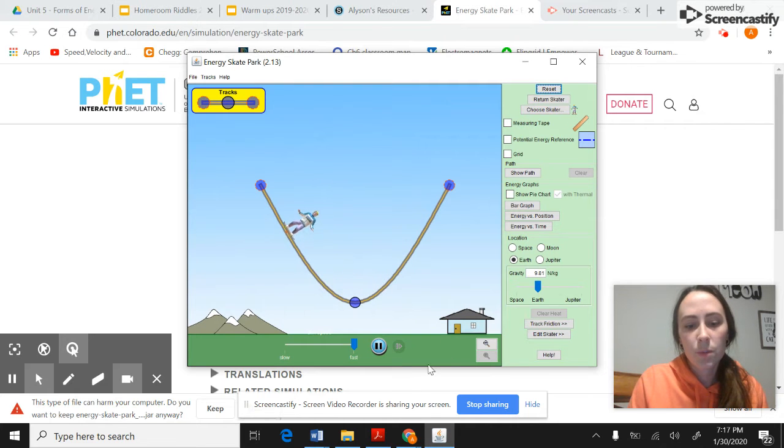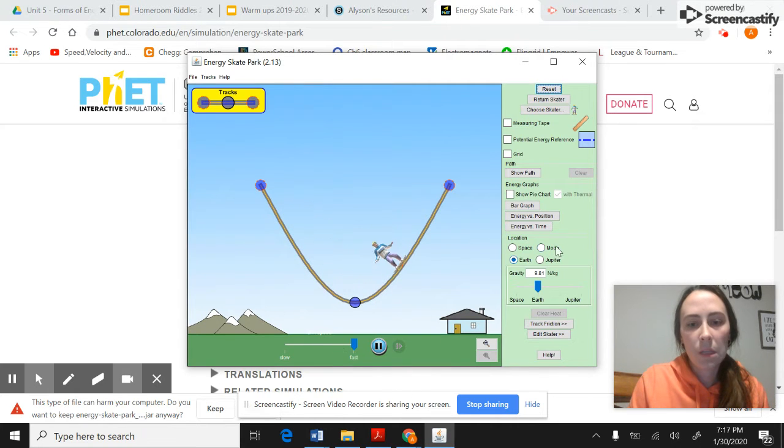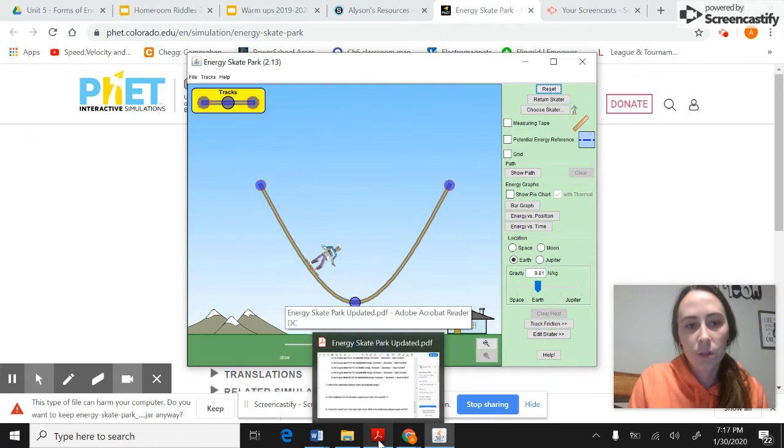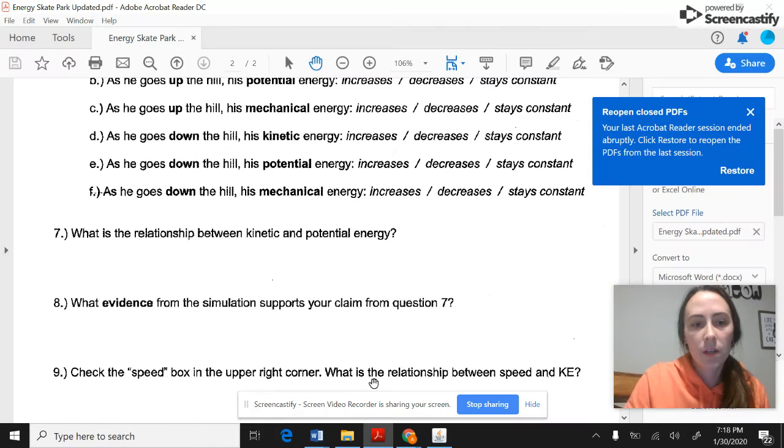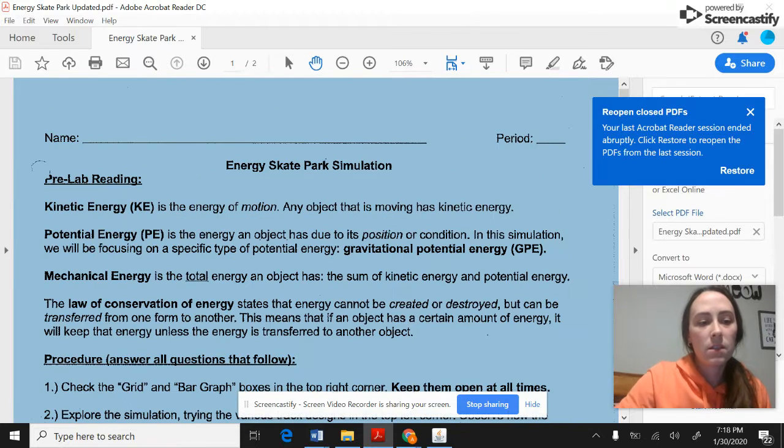Whenever this screen is pulled up, they have completed the first step, and now we're going to go to the worksheet that they have to complete with this virtual lab. With this, they need to read the Prelab reading.